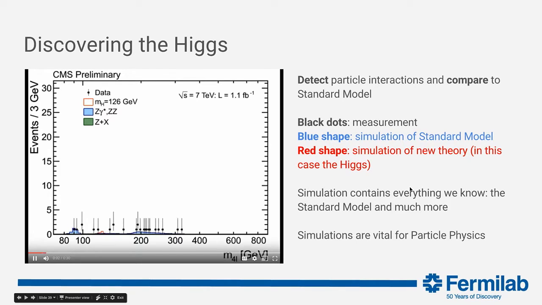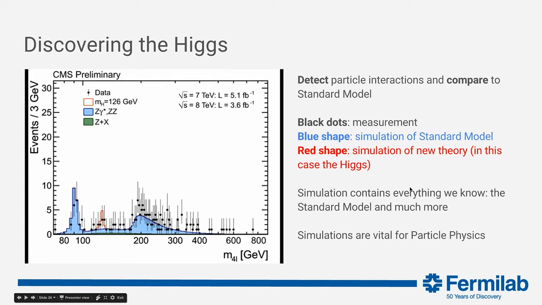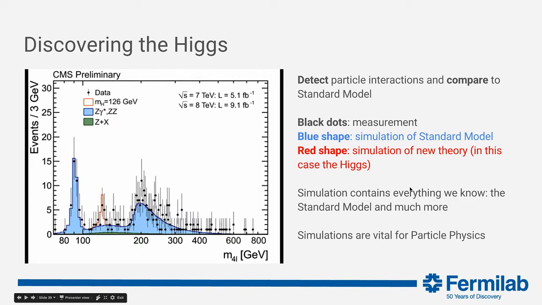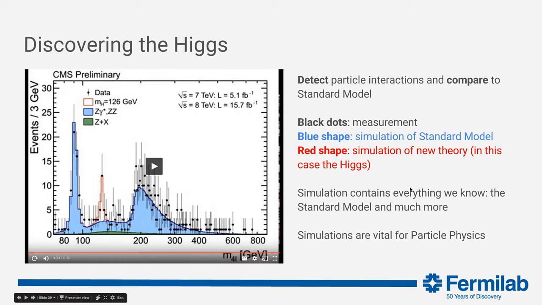So here's a plot of the Higgs boson. Well, it's not the Higgs boson yet. What you see is the black dots are data filling in. The blue is a simulation of the standard model. That's everything except the Higgs boson in that new periodic table I showed you. And the red curve corresponds to a new theory. In this case, it's the Higgs boson. And what you see as it fills in is you can see the Higgs boson start to emerge, not just in our simulation, but you can also see in the data, and the error bars will get smaller as more and more data gets accumulated.